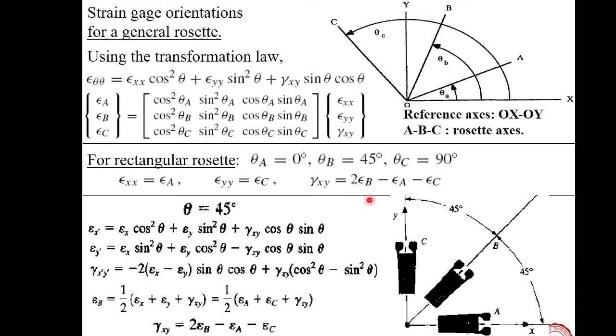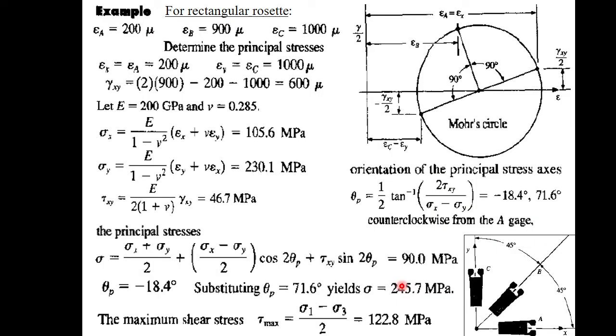Then this is the same thing, the new coordinate system shown here. Okay. In actual, 45 degree. This is the general figure here. Same thing. What will happen if next we use a rectangular rosette, and here the principal directions are unknown, right?